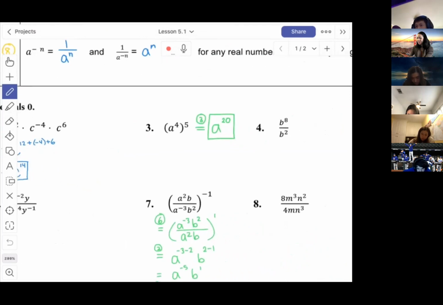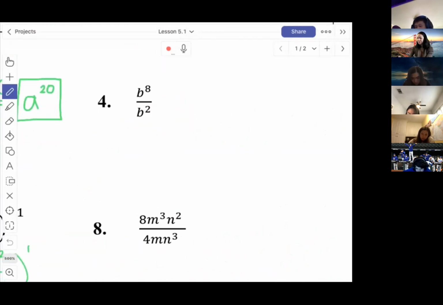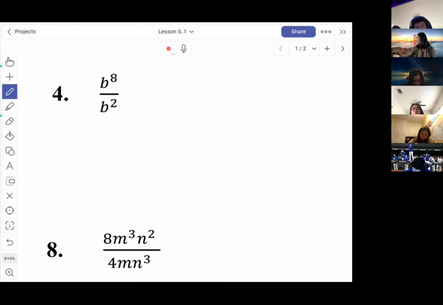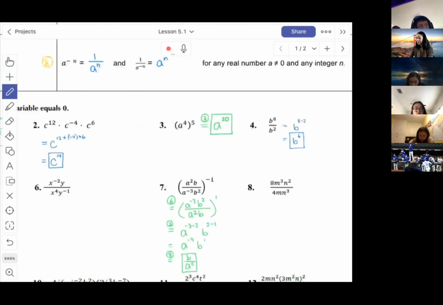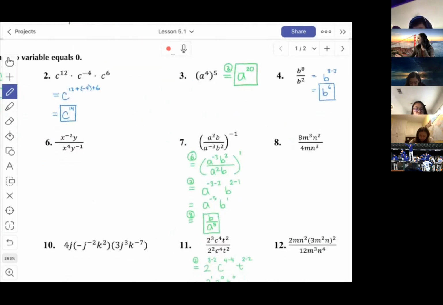Michael. All right, number 4. Let's go to Ryan. All right, Ryan, what do I do? So you subtract from top to bottom since they have the same variable. Mm-hmm. So the final answer would be b to the power of 6. Perfect. All right, subtract those exponents. Final answer, b to the 6. You got it. All right, and that is number 4. Good. All right, going to number 6.